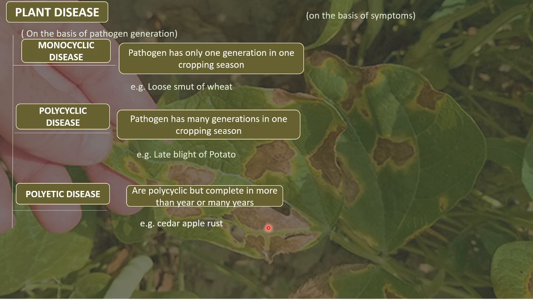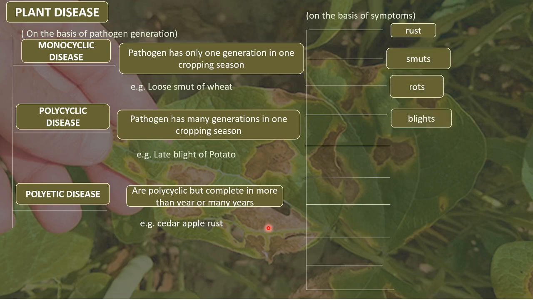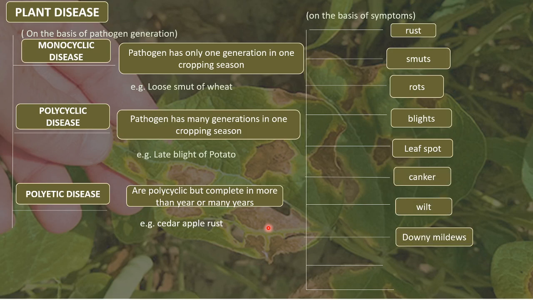Now we move to our last bifurcation, which is on the basis of symptoms. Now on the basis of symptoms, these are divided into the following types. These are rust, smuts, rots, blights, leaf spot, canker, wilt, downy mildews, powdery mildews, and anthracnose. So all these are various kinds of symptoms that appear over the parts of plants in various ways.